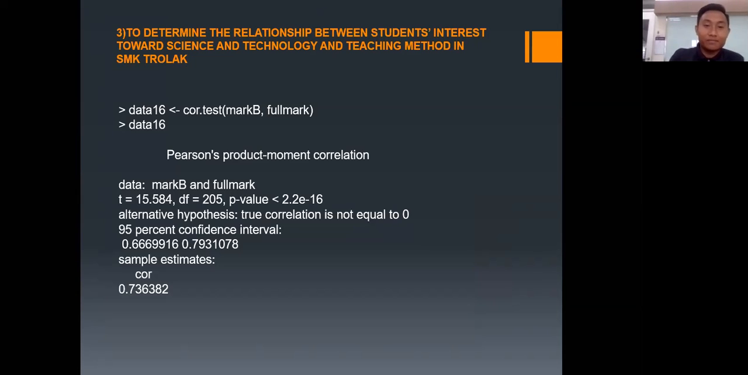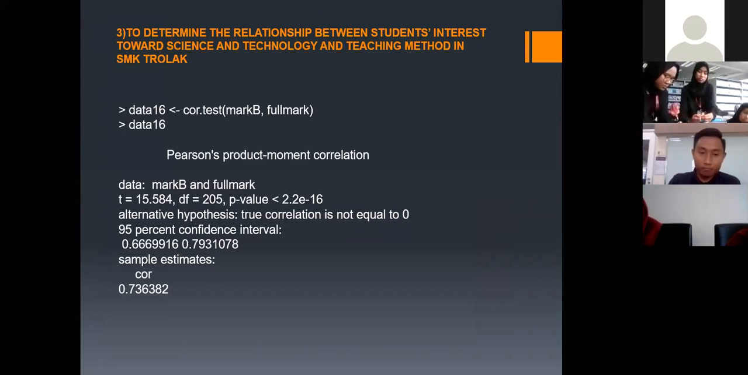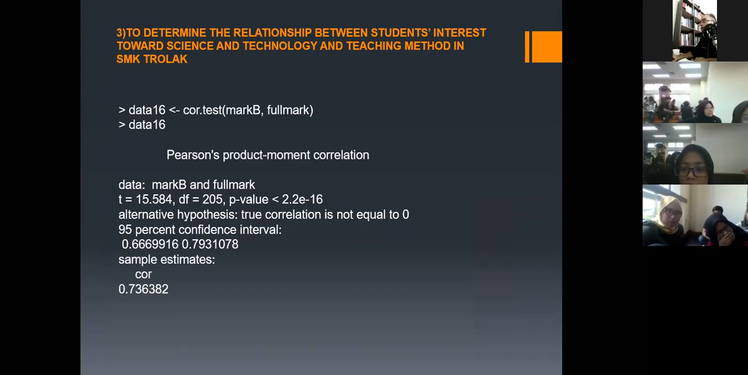Okay, for the number 2 result. Objective 3, to determine the relationship between students' interest toward science and technology and teaching method in SMK TROLAK. Okay, so we name this test as data 16, which is a correlation test between mark D and full mark. We use Pearson product moment correlation. Our t value is 15.584. Our degree of freedom is 205, and our p-value is 0.000002.